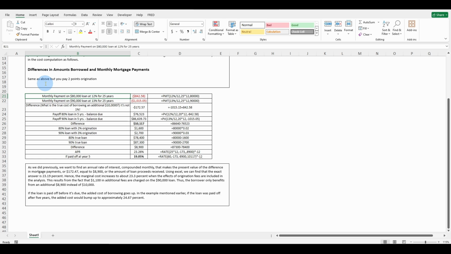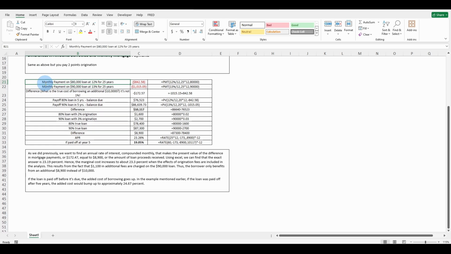Same as above, but you pay 2 points origination. Here we have the monthly payment on an $80,000 loan at 12% for 25 years, $84,200. We don't need to go through this. This is going to be a mirror of the previous discussion. And then the 13% on the 90. What is the true cost of borrowing an additional 10 grand? It's not 1%. It's this 172, 1015, 842 is 172.57.